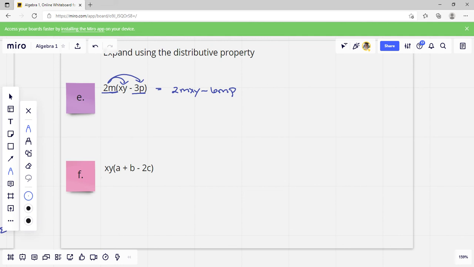This one, we're going to be doing the same thing. So that one, we're going to have a right here and our xy. Right here, we're going to have plus b and our xy. And the last one, we're going to have minus 2c and xy. All right, super duper easy. And that is it for lesson 17.